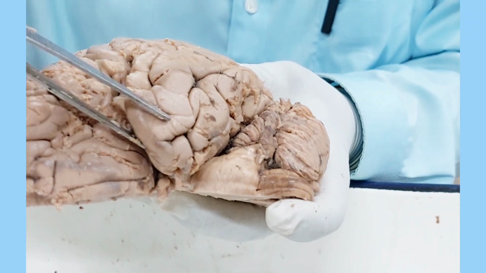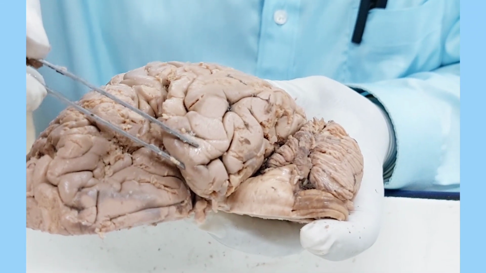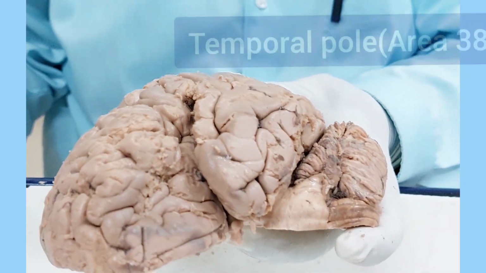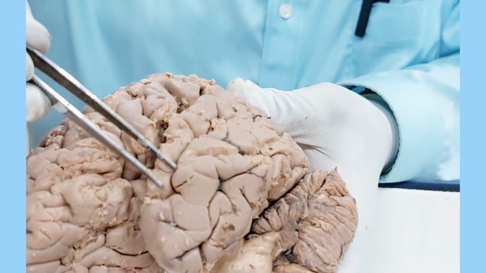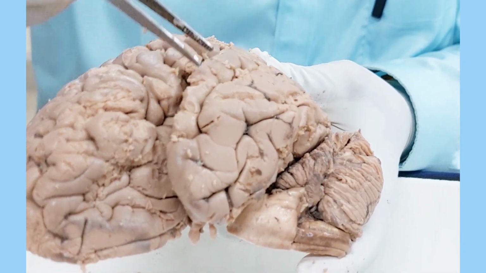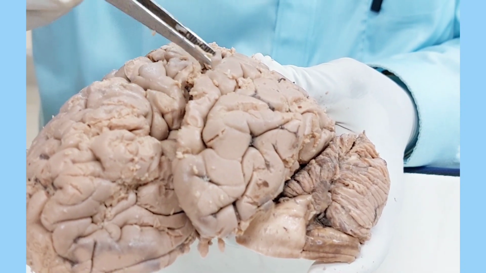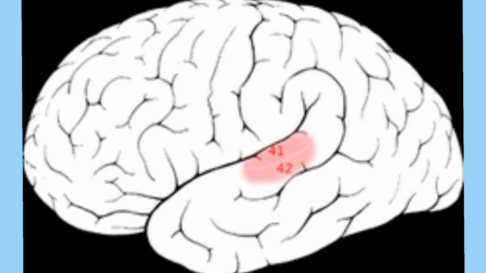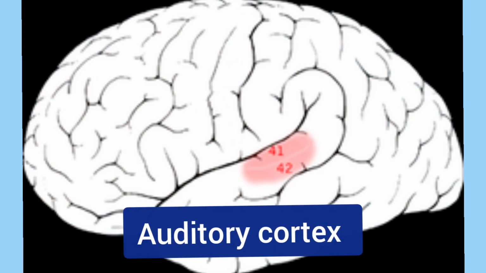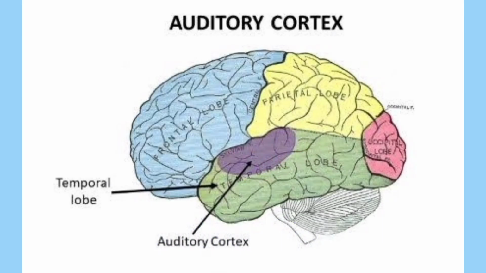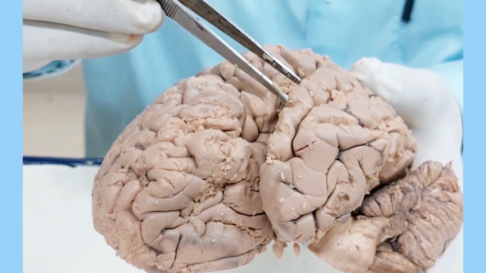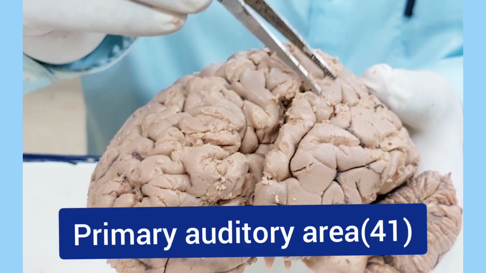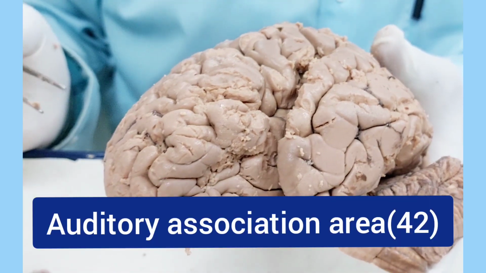In the temporal lobe, this is the temporal pole. The area number of the temporal pole is 38. And other areas are on the superior temporal gyrus, where you will get area 41 and also 42. These areas 41 and 42 are the auditory center, for hearing. If these two areas are considered auditory area, the primary one is 41 and the association area is 42, but both are auditory areas.